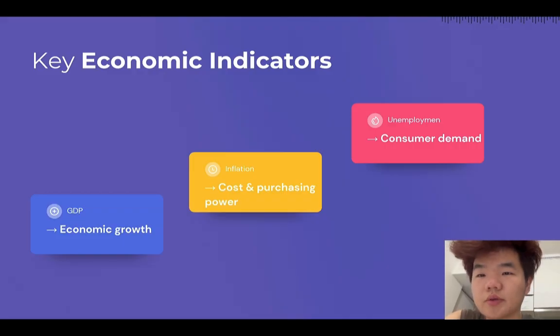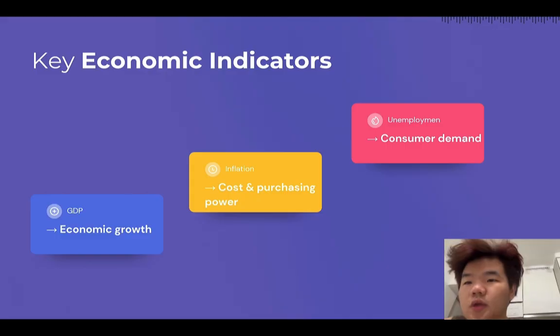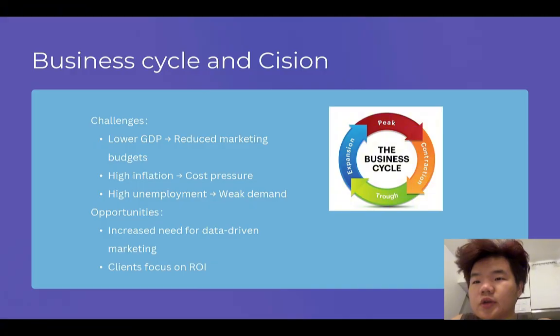The unemployment rate reflects the state of the labor market. The increase in unemployment usually means decreased customer demand. The 3 indicators together help us determine the certain stage of the business cycle, such as expansion and decline. For our business, these changes have a great impact.